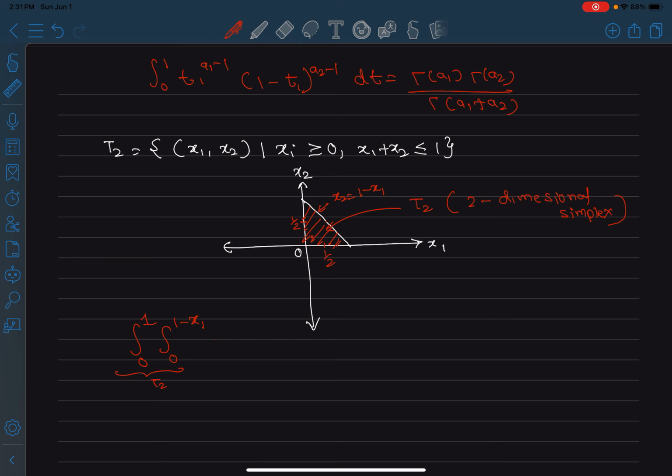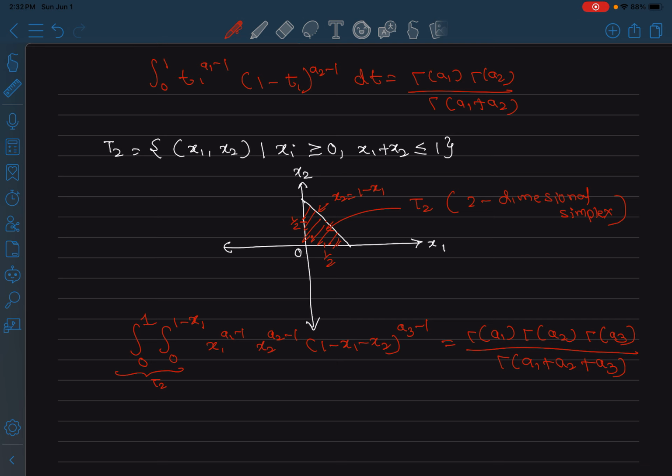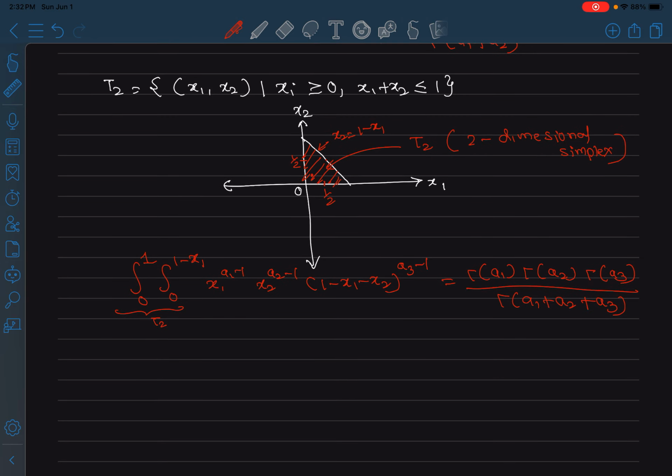So in this domain we now know that the integral of x1 to the power a1 minus 1, x2 to the power a2 minus 1, 1 minus x1 minus x2 to the power a3 minus 1 will just be gamma of a1, gamma of a2, gamma of a3 divided by gamma of a1 plus a2 plus a3. So we have also seen how the beta function is generalized to two dimensions, right? You can also see this as three numbers, but basically this is the two-dimensional beta function. Now let's also see three dimensions, and then we'll go to the proof.